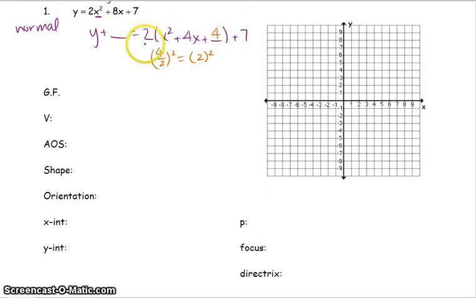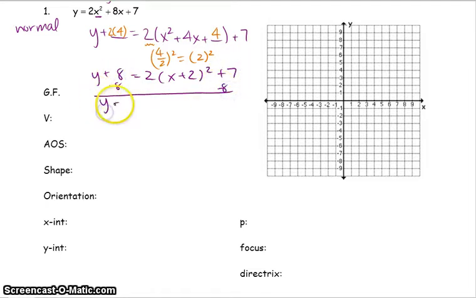So we're going to get 2 squared, which puts a 4 as our c value. And on the other side, we have this 2 on the outside, so we're actually adding a 2 times 4 to the other side. So that gives us our equation, and when we simplify this, of y plus 8 equals 2 times x plus 2 squared plus 7. And we need to subtract 8 from both sides to get y by itself. So that gives us our equation of y equals 2 times x plus 2 squared minus 1. And that is our graphing form.